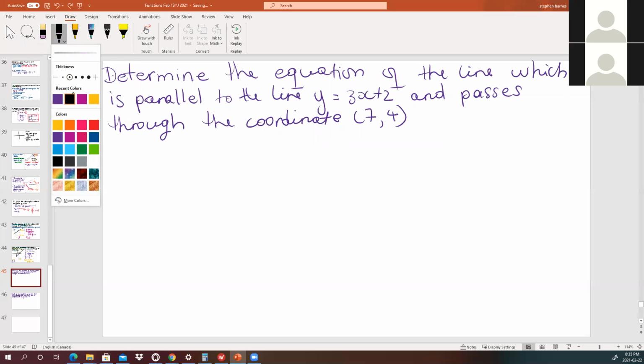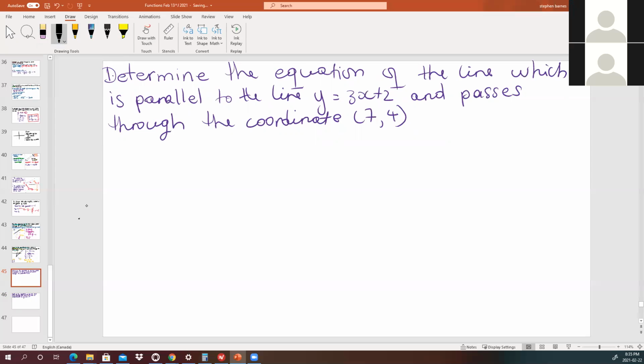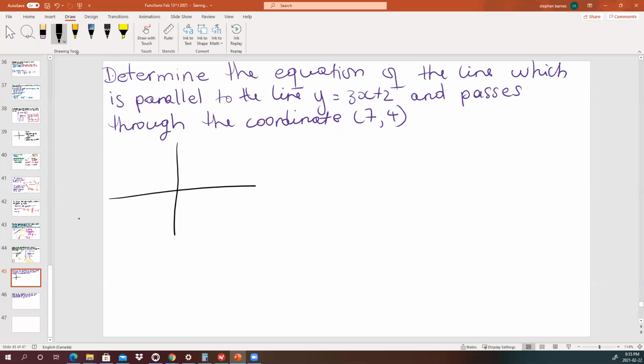So similar to the ones that we've done before, and I'm giving you these questions just to practice and to get familiar with the concept, all right? This one says, determine the equation of the line which is parallel to the line. So we're determining the equation of a line, right? We know that it is parallel to another line, for which we have the equation, and it passes through the coordinate 7 and 4.